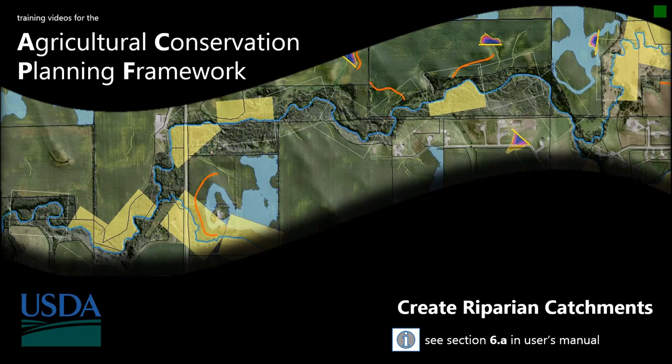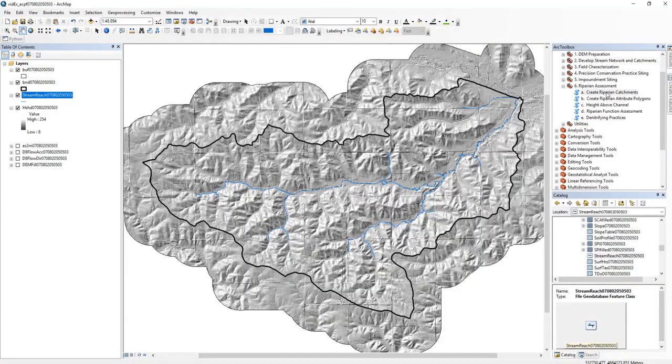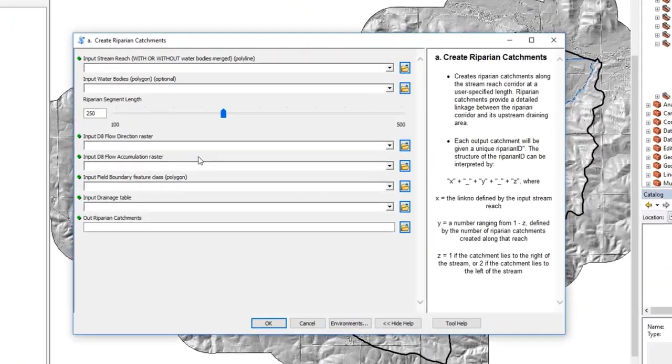In this video, we'll go over the Create Riparian Catchments tool. Riparian catchments are essentially watersheds whose outlets are a length of stream bank. They link the upland drainage area to the stream, giving insights into where surface runoff is originating from and how much runoff a certain riparian zone is having to filter. Each catchment that is delineated will physically touch the stream and be linked to its stream segment through a unique identifier. So first off, let's take a look at the inputs.